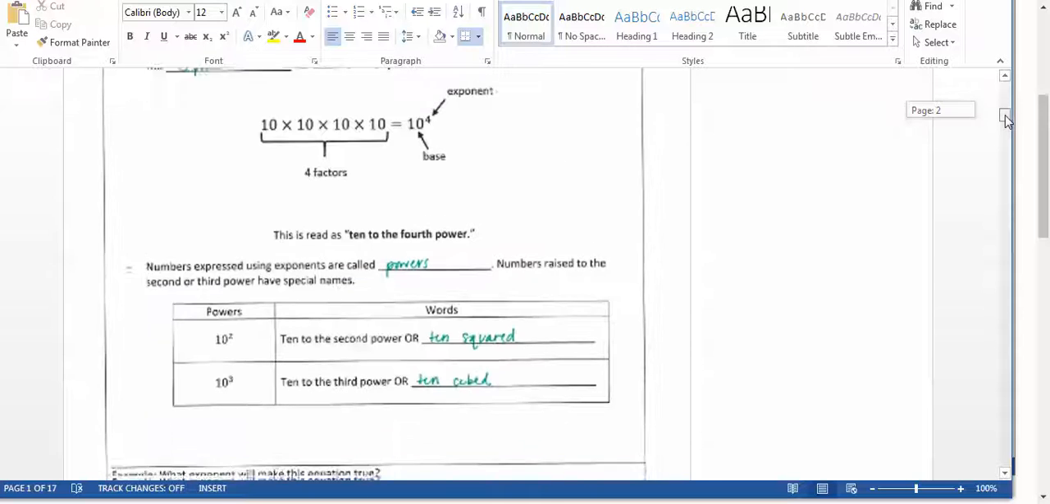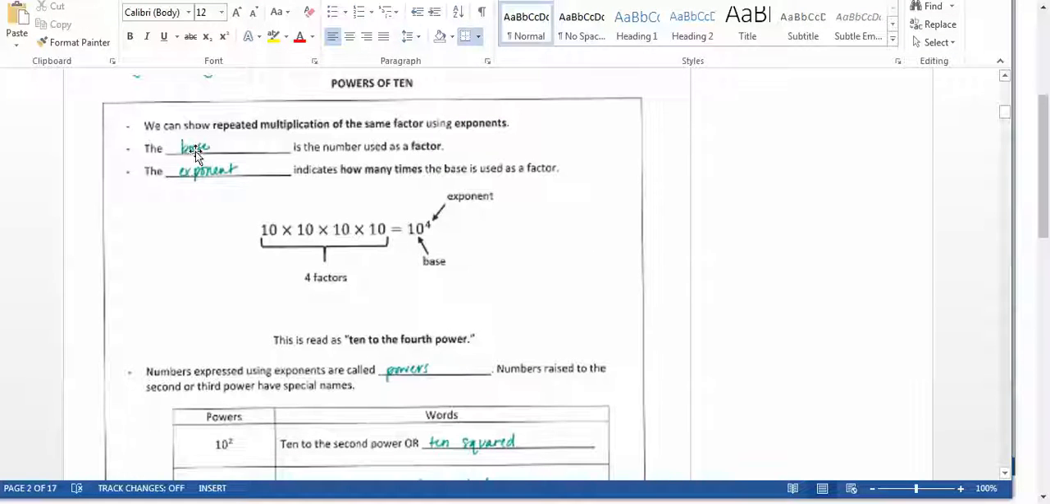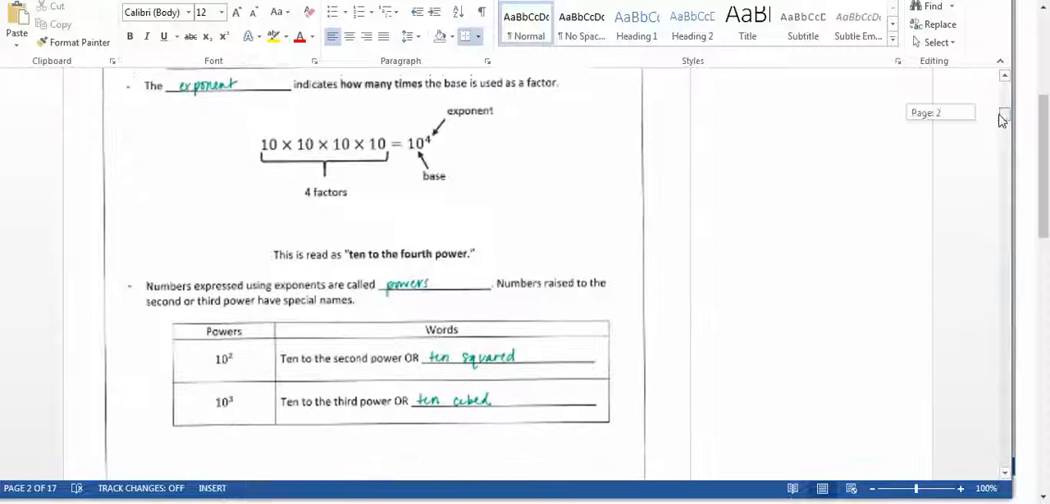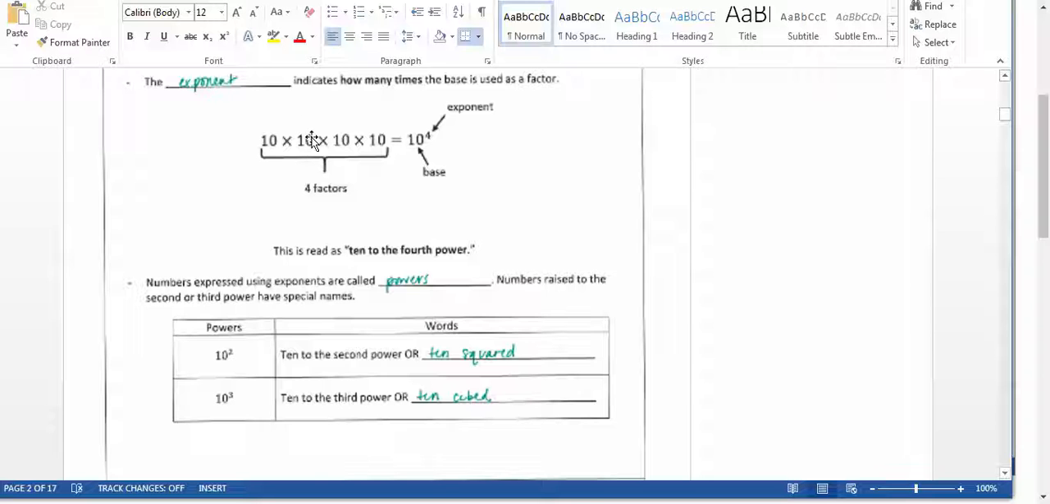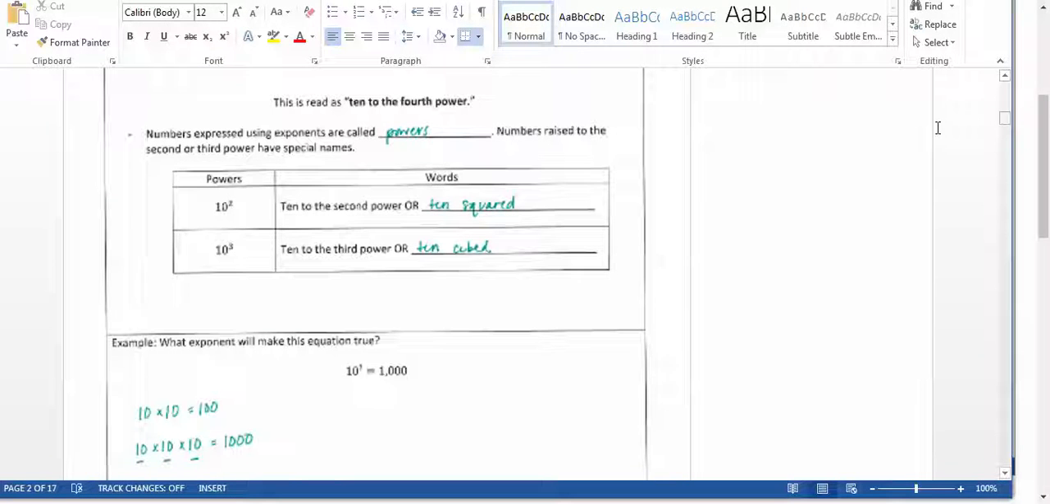So we're going to front load some information for students. Base, exponent: the exponent tells me how many times the base is used as a factor. So we have 4 factors here. This would be 10 to the 4th power. And then students will be able to multiply 10 times 10, we know, is 100, times 10 is 10 hundreds, which is the same as 1,000, times 10 would be 10,000. And then we say that this is called powers. These have some special words.